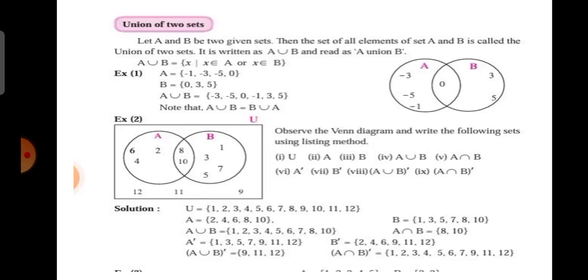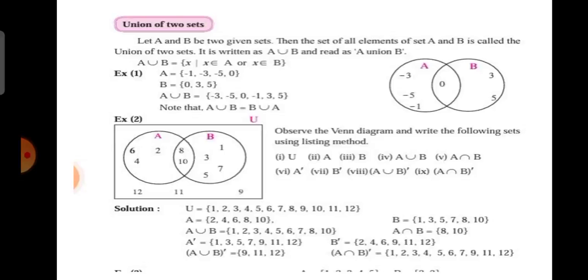Okay. Now here one example is shown. Observe the Venn diagram and write the following sets by using the listing method. First of all, from the diagram you should be able to write down the universal set. Now set A and set B belong to the universal set. So let us write down the elements of set U first: 2, 4, 6, 8, 10, 1, 3, 7, 5, 11, 12 and 9.